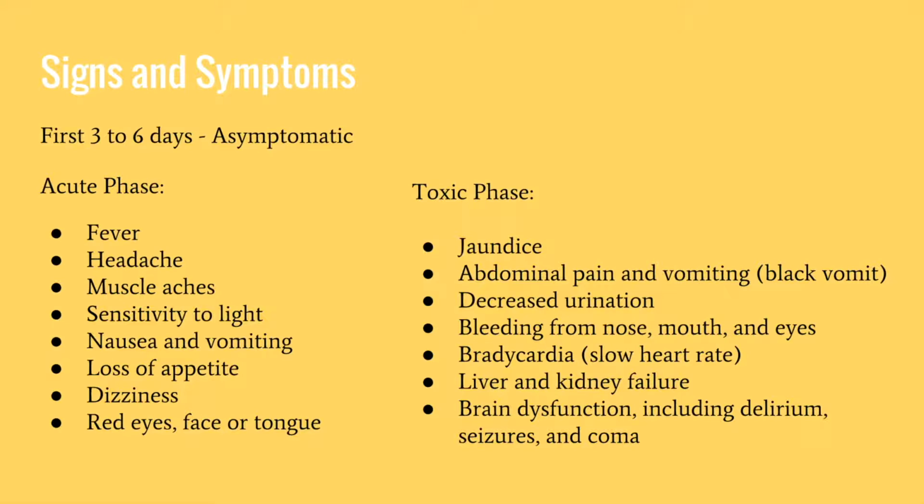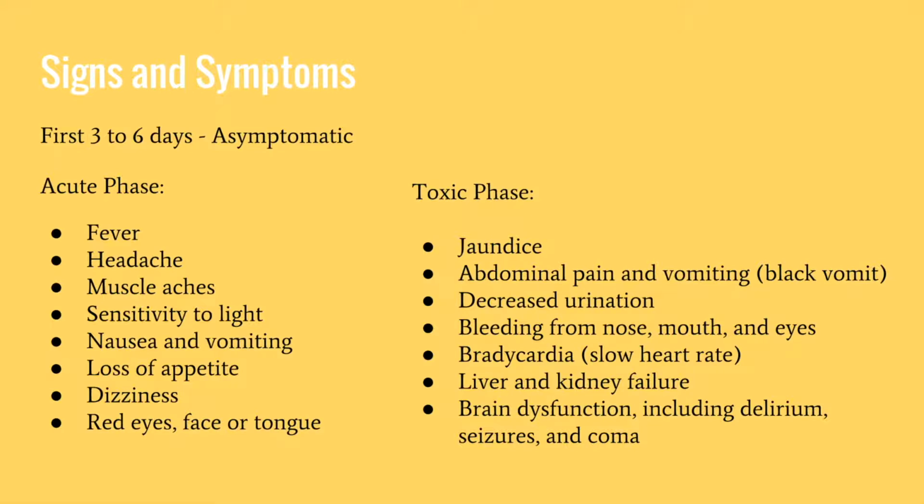There are a number of signs and symptoms associated with yellow fever virus. However, in the first 3 to 6 days after contracting the virus, an individual will be asymptomatic. Following those 3 to 6 days, the individual enters the acute phase, in which signs and symptoms can include fever, headache, muscle aches, sensitivity to light, nausea, vomiting, loss of appetite, dizziness, and red eyes, face, or tongue. The majority of cases of yellow fever do not progress beyond the acute phase, but those that do see an improvement of symptoms prior to the progression to the toxic phase.